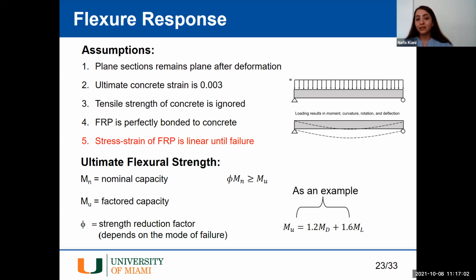But the difference is that the stress-strain behavior of the FRP is linear elastic up to failure, but for steel, we assume the steel is plastic. And the theory is the same. The capacity needs to be greater than the demand, and the moment capacity depends on the different failure modes of the flexural members.